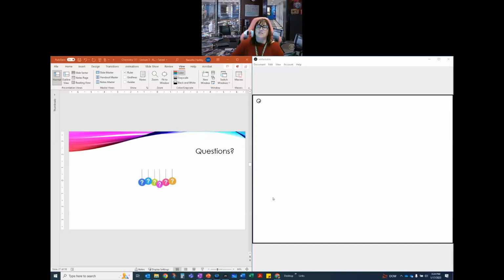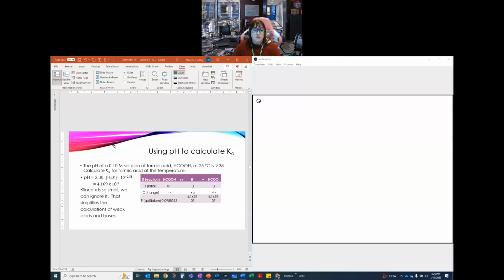Hey guys, so let's do some more calculations with this. The only thing we're going to talk about after this is the idea of buffers and how we use that. And then we'll move into the information for the lab for today, so for the buffer lab. So, using pH to calculate a Ka.